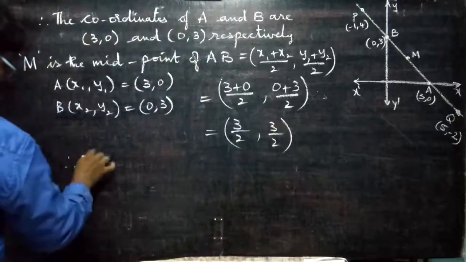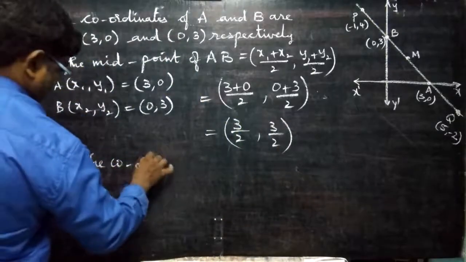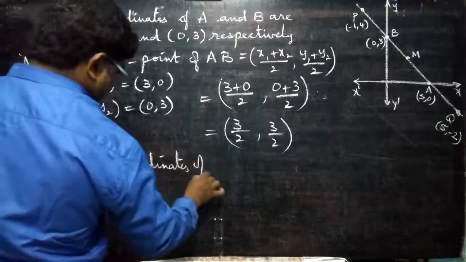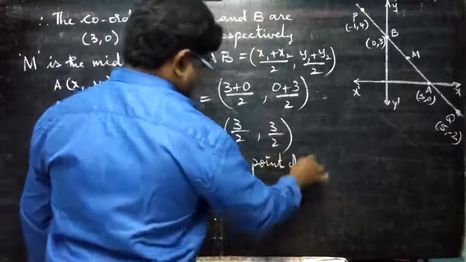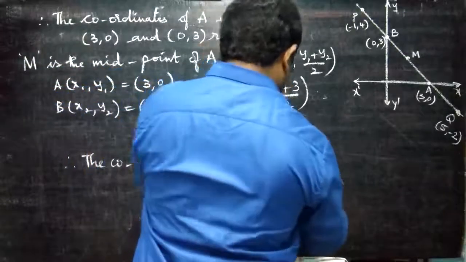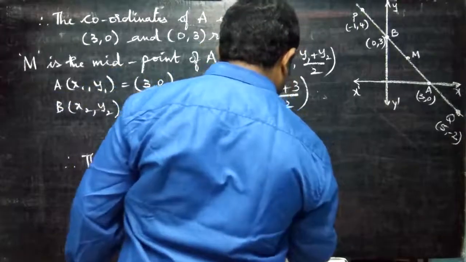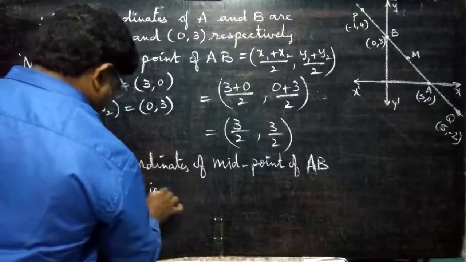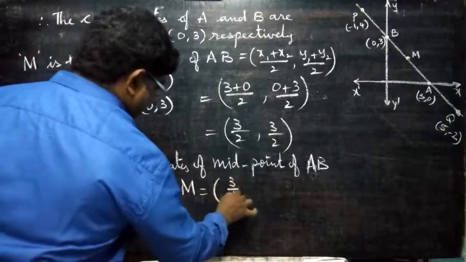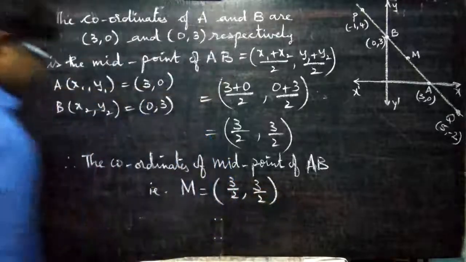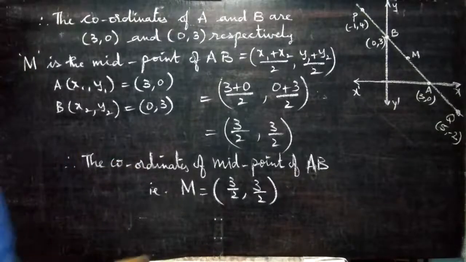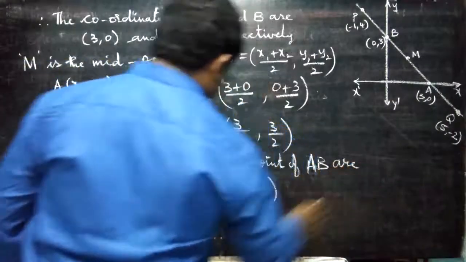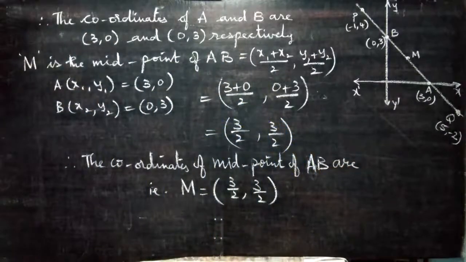Therefore, the coordinates of midpoint of AB, that is M, is equal to (3 by 2, 3 by 2). This is the conclusion. They told us to find the coordinates of M. We got the coordinates of the midpoint of AB, that is M is equal to (3 by 2, 3 by 2).